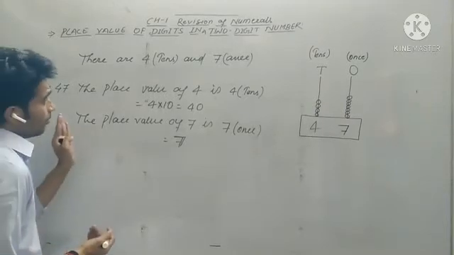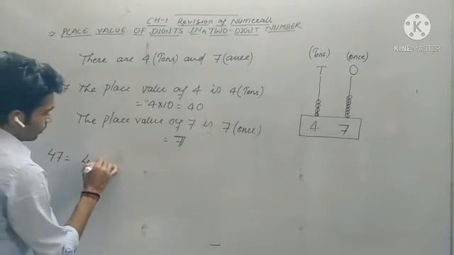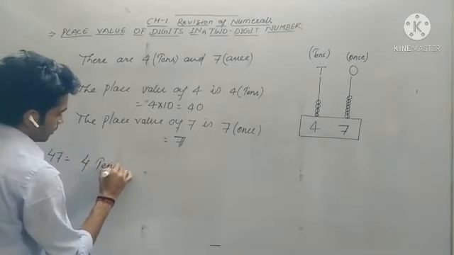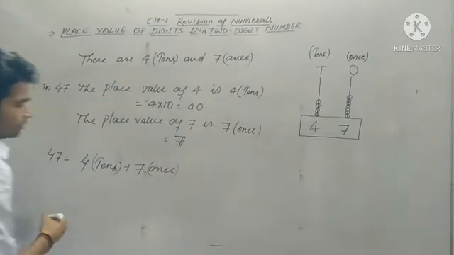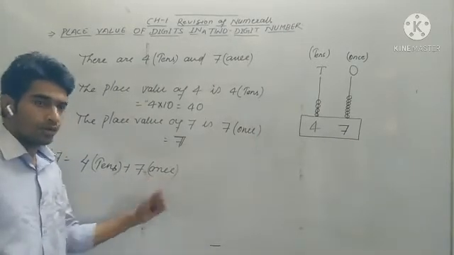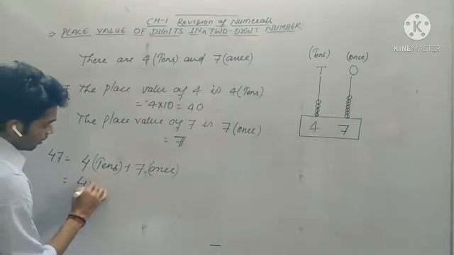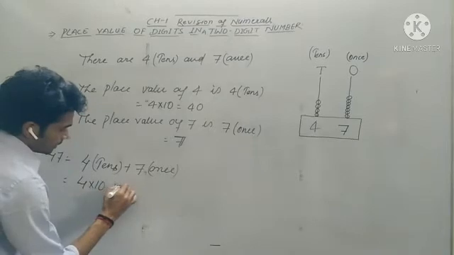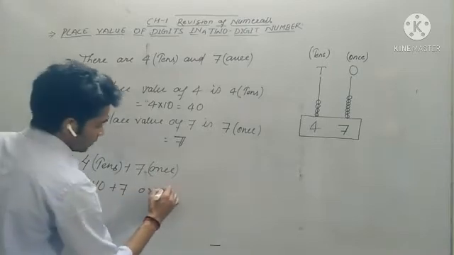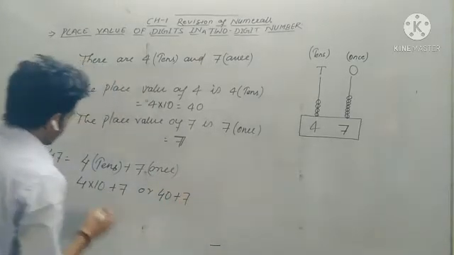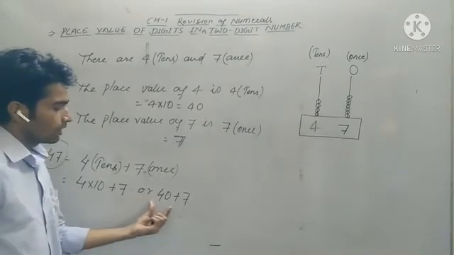And 47 we can write, 47 is 4 tens plus 7 ones. So now we can write 4 into 10 plus 7 into 1, or we can write 4 into 10 is 40 plus 7. So 47 is equal to 4 into 10 plus 7, or 40 plus 7.